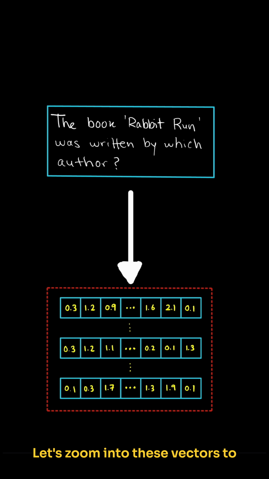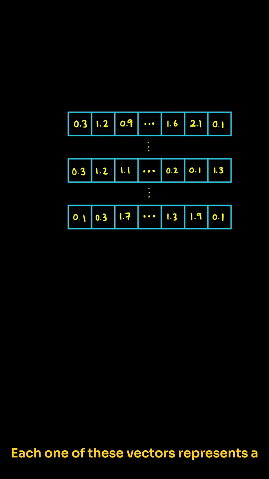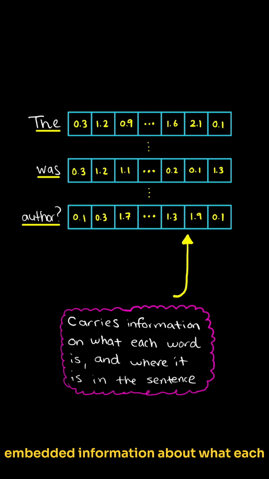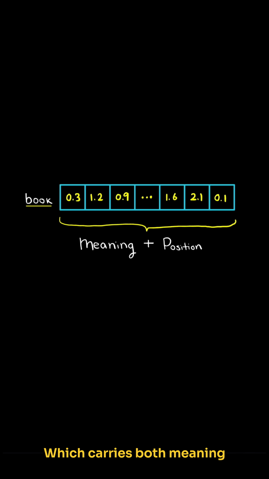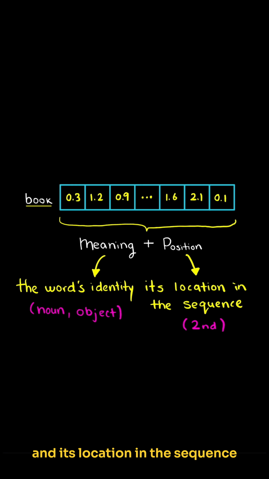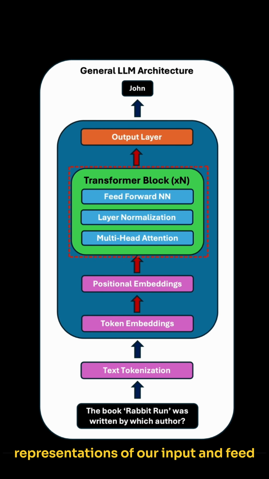Let's zoom into these vectors to understand what they represent. Each one of these vectors represents a word in our input question and carries embedded information about what each word means and where it is in our input. For instance, the word book is turned into its own embedded vector, which carries both meaning and position, where meaning encapsulates the identity of the word, here book is a noun and object, and its location in the sequence, here it's in the second position. We then take the embedded vector representations of our input and feed them through a processing section.